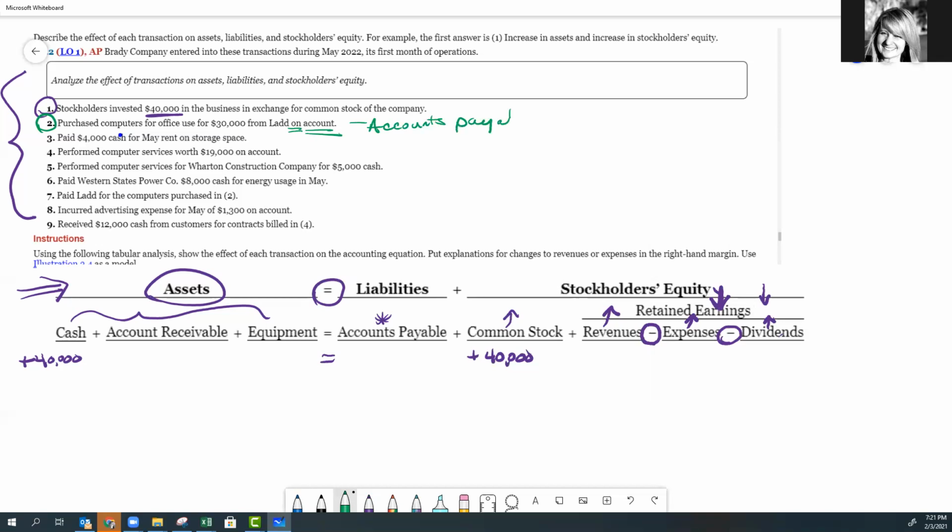Remember, we can also sell our goods or services on account. If we do that, that means we've provided the goods or services, so we've earned the revenue, but we haven't gotten paid. We call that accounts receivable. That is an asset. What is its future benefit? We're going to receive cash in the future, 30 to 45 days in the future.